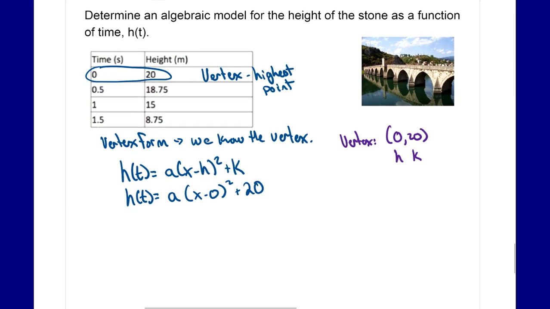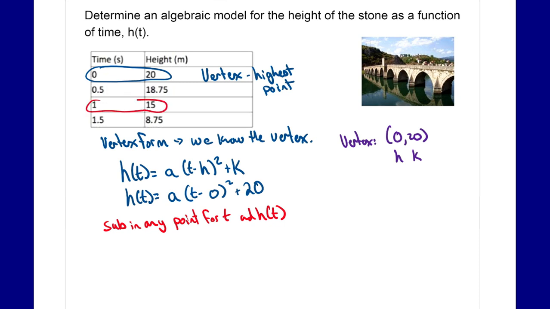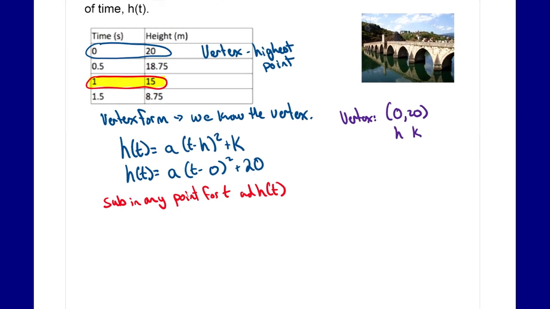Now, what we're going to do is substitute in any point. So we're going to sub in any point for x. I guess it should be t. Sorry, if we're using t minus h, for using h at t. So any point for time and the height at a given time. So I'm going to use an easy one, or I'm going to use the only nice one here, 1 and 15, right? Those have nice numbers. There's no decimals, so I'm going to substitute those points in.